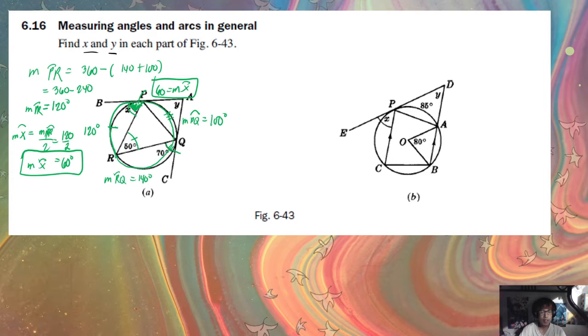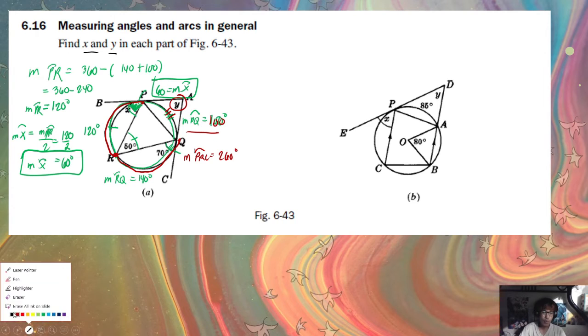Now let's try to add all of these arcs that we have here. So we have 120 degrees plus 140 degrees, so that should give us 260 degrees. So therefore the measurement of arc PRC is 260 degrees, and we have the measurement of arc Y here, so that's arc PQ, which is 100 degrees. In order to solve for the measurement of angle Y, an angle between two secants, we're going to use the formula for the angle between two secants.